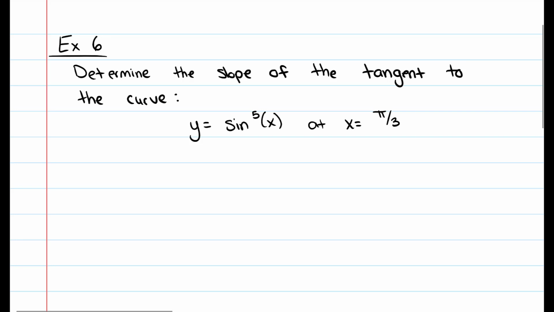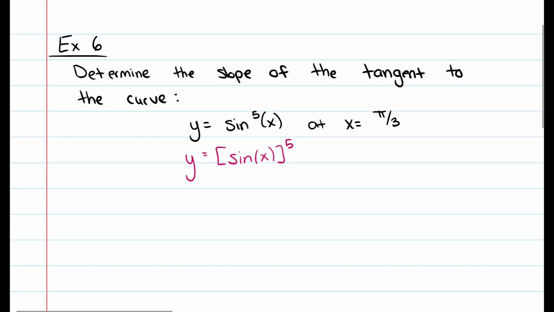Example 6. In this example, we're going to determine the slope of the tangent line to the curve y equals sine to the fifth x at x equals pi over 3. So the very first thing I recommend is to rewrite this problem in a more simplified way. So I have y is equal to sine of x to the fifth power.